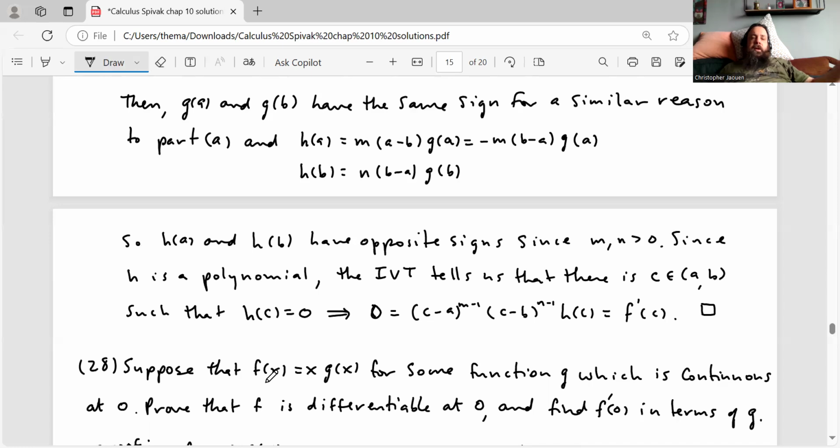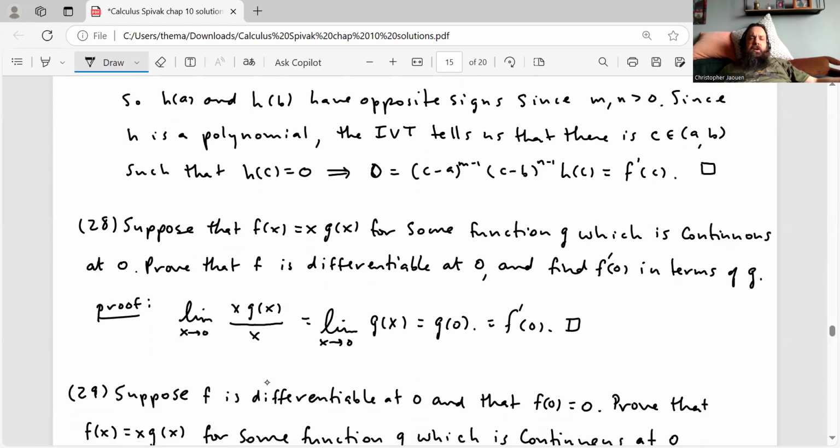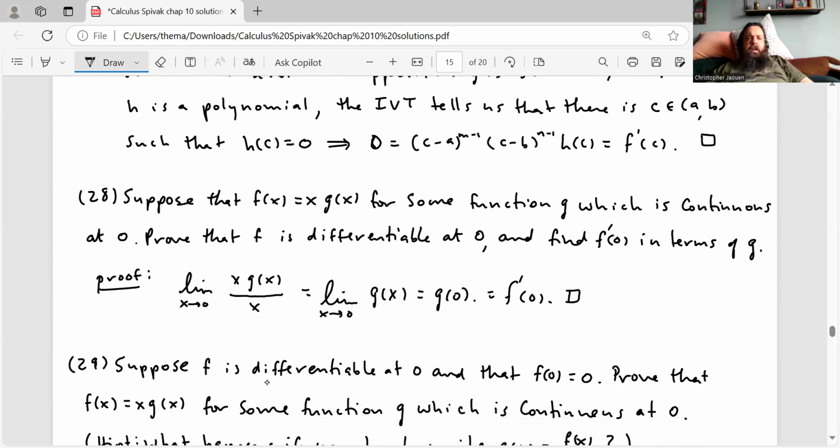Then since h is a polynomial, the IVT tells us that there's a c in the interval from a to b such that h of c is 0, which implies 0 equals c minus a to the m minus 1 times c minus b to the n minus 1 times h of c, which is f prime of c, and that proves the theorem.